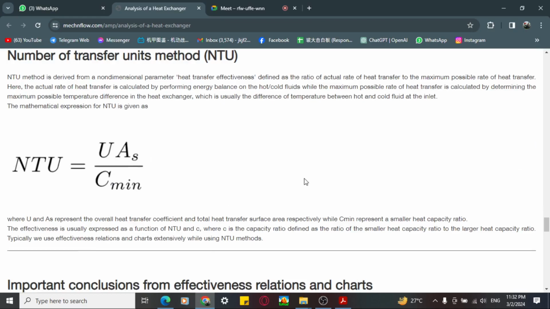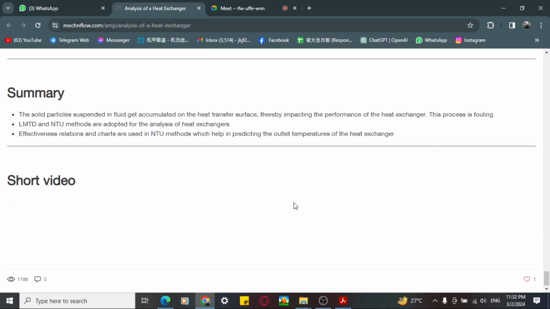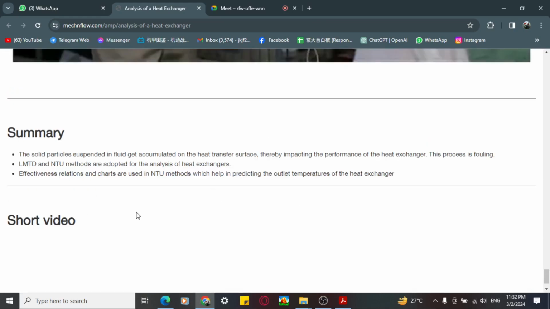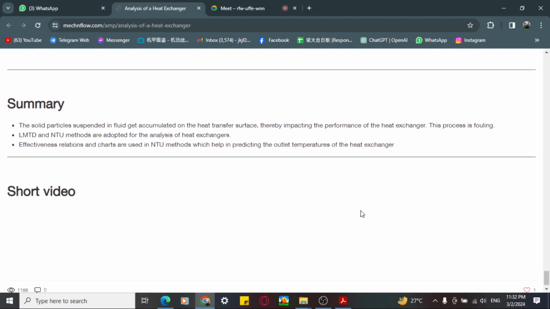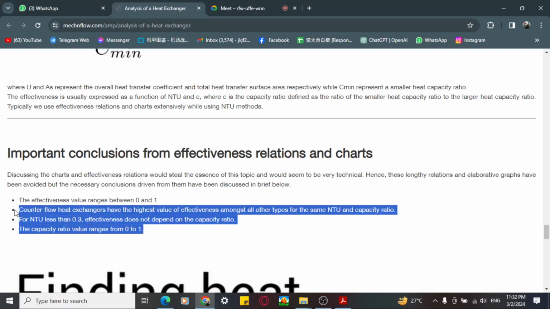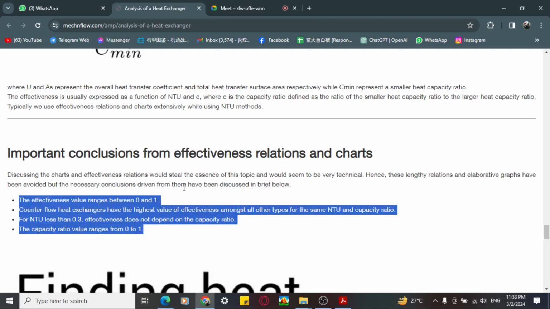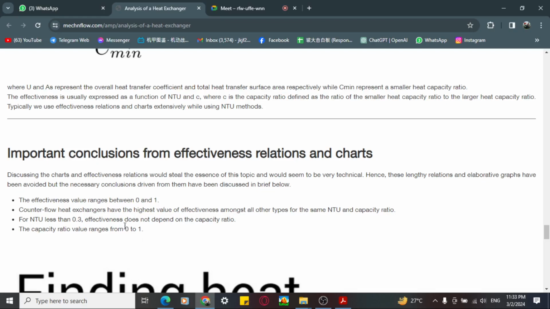This NTU we already talked about just now. But they have a lot of memes actually. They have the summary, they have the short videos. This one is the importance of the conclusion actually. If you are feeling interested, you can memorize all of this, because for these things you can confirm your answer in your final exam. If you memorize all of this, you can confirm whether your answer is correct or wrong.